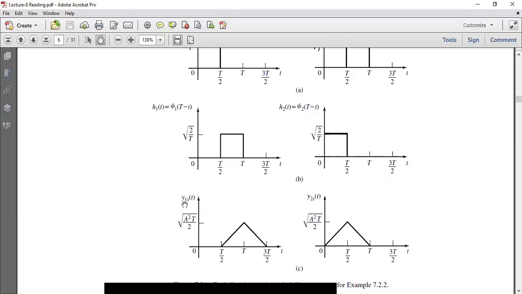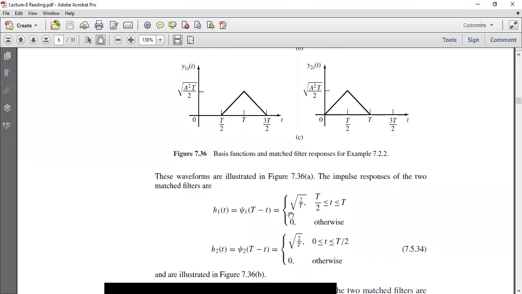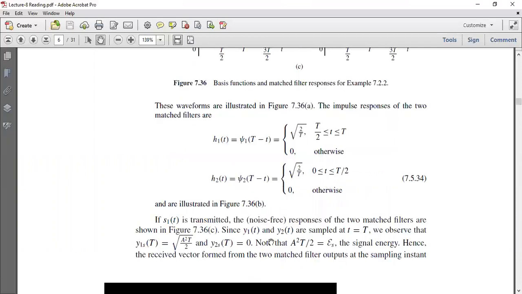So y1 of s of t will be equal to this expression, this diagram. How will we get this, and also this one? So we go through this one. H1 is this expression, H2 is this expression. If S1 is transmitted, the noise-free responses of the two matched filters are shown in figure 7.36c. Since y1 and y2 are sampled at t equal to T, after this one you have to sample it at t equal to T.